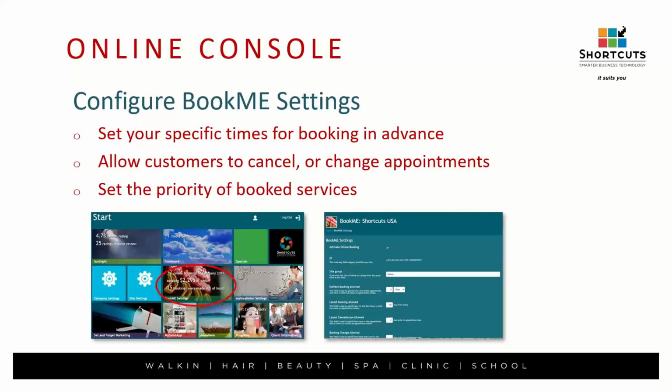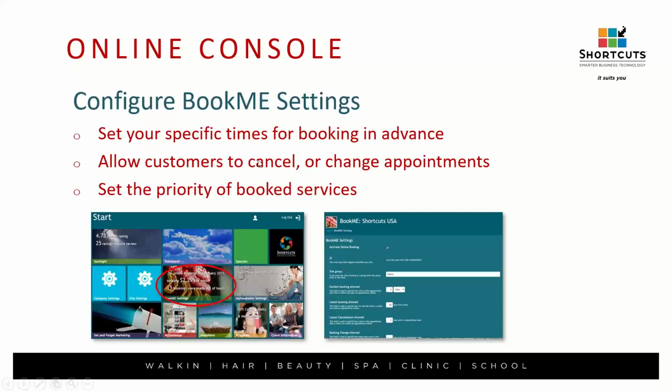Third would be things like the priority of a service. So if you have a salon, if you have a spa, and you have a multiple number of services that you allow. So if a customer, let's say, was interested in a haircut and a color, you don't want them accidentally booking the haircut first before the color. Usually you do color first. So you can actually tell Shortcuts, color is priority number 1, haircut is priority number 2. So even if the customer puts the service in the wrong order, online booking will put it on your appointment book in the correct order.